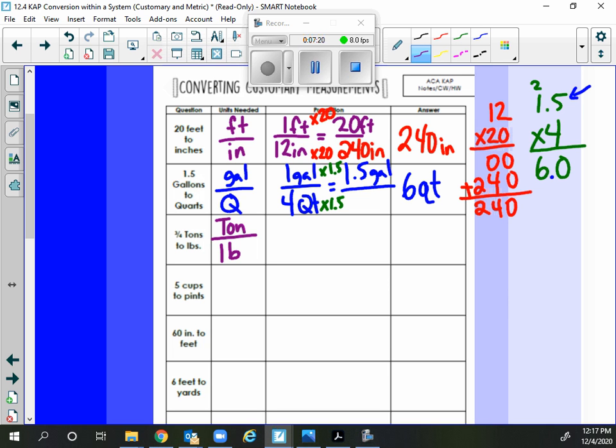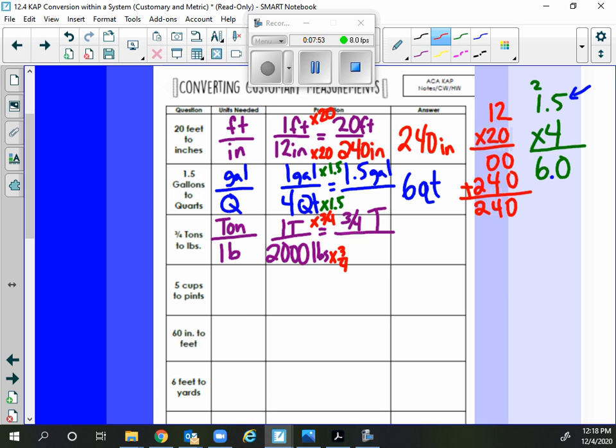Anyways, I know that in 1 ton, there is 2,000 pounds. So if I have 3/4 of a ton, that means I'm going to have less than 2,000 pounds, because I don't even have 1 ton there. I've got a portion of it. So I know that my scale factor number is going to be 3/4. I multiply it by 3/4. So this one, I'm going to do 2,000 times 3/4 as well.